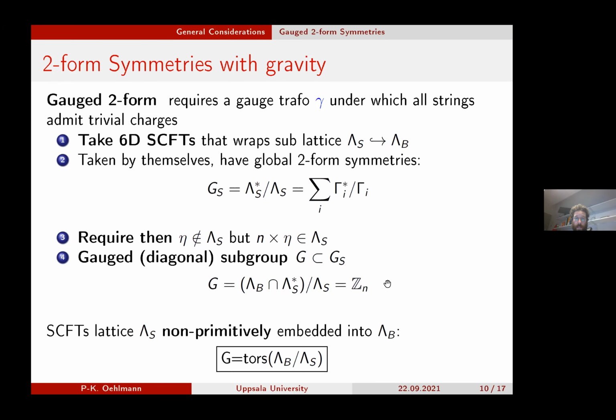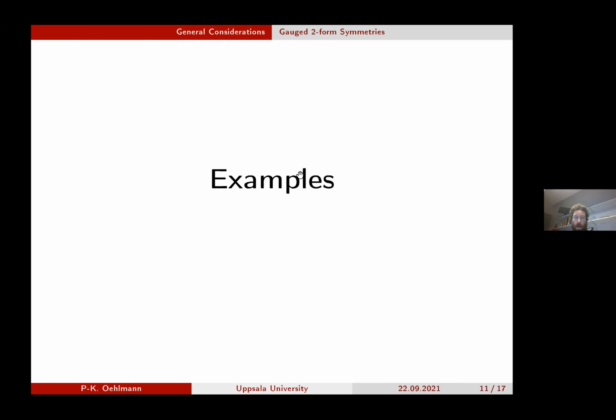And you can actually rephrase that a little bit. It simply means that the SCFT lattice that you have chosen to take, where you compactify your SCFT sectors, must be non-primitively embedded into the compact string charge lattice. And that means that essentially this discriminant lattice of the compact string charges lambda b modulo the SCFT lattice lambda s must have a non-trivial torsion piece. So this is essentially the abstract way of formulating this condition. Let's now look at a couple of examples of how you can actually see this.